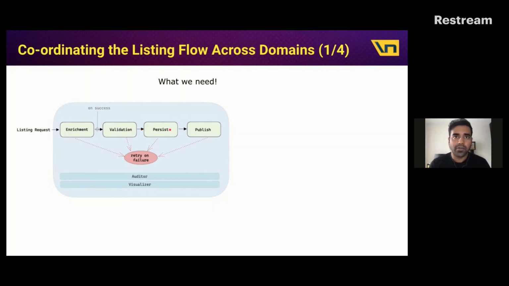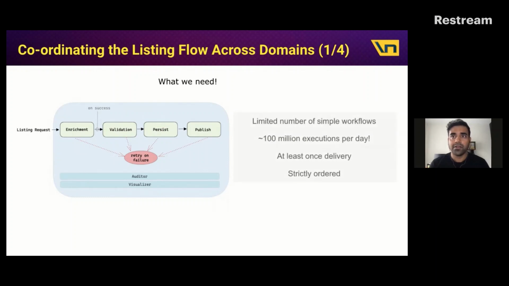On success, we go for persistence. On success, we publish it to interested parties. In case any of these steps fail, we would like to retry for a certain amount of time, with exponential backoff, etc. We also want to have observability through this pipeline. So if I submit a request, I want to know what the outcome of validation is, and what stage in this pipeline the listing request is at. And we have to do this at scale. So we have to do this at 100 million executions per day.